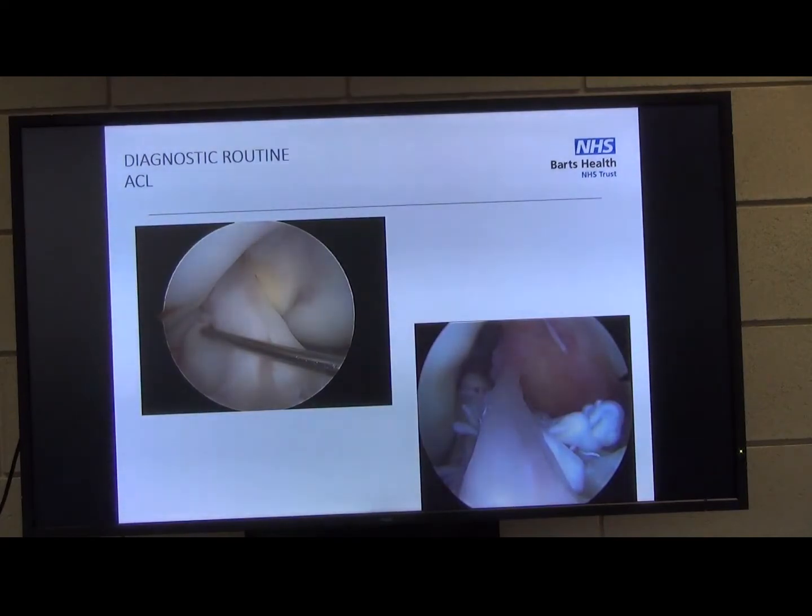So again, you can see a bit of the PCL. The ACL is in the way, but you can go down the side and you can see the PCL behind it. You can also find loose bodies in the notch, so have a good look.